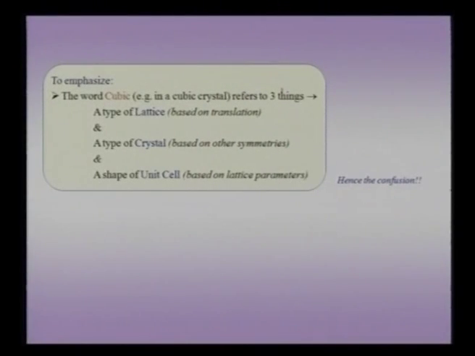I was mentioning the word cubic. Just to summarize once more, the word cubic refers to three things here. It refers to a type of lattice, it refers to a type of crystal, it also can refer to the shape of a unit cell. So, please remember once more that the word cubic has been used in more than one context, and this is the reason for considerable confusion, or the reason why, when we write or read textbooks, it can lead to some kind of misunderstanding related to this concept.